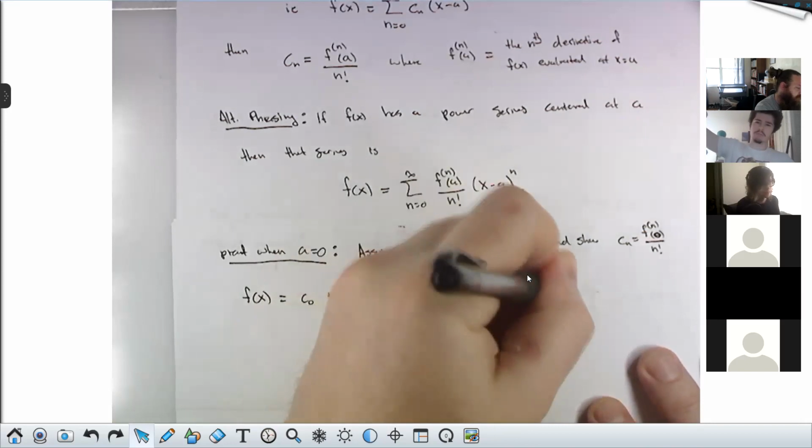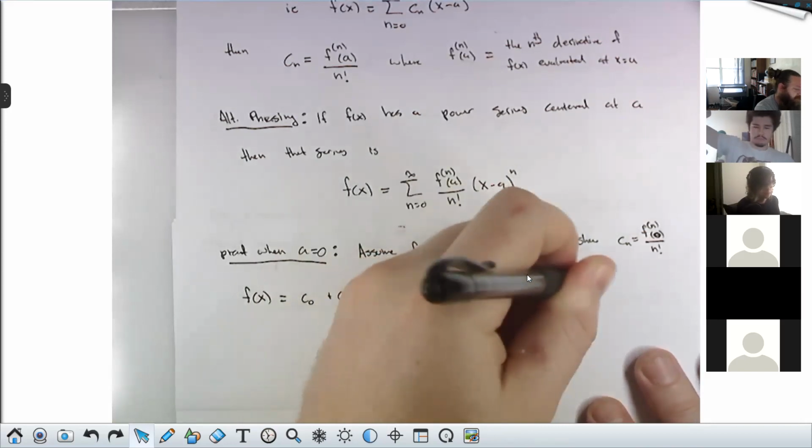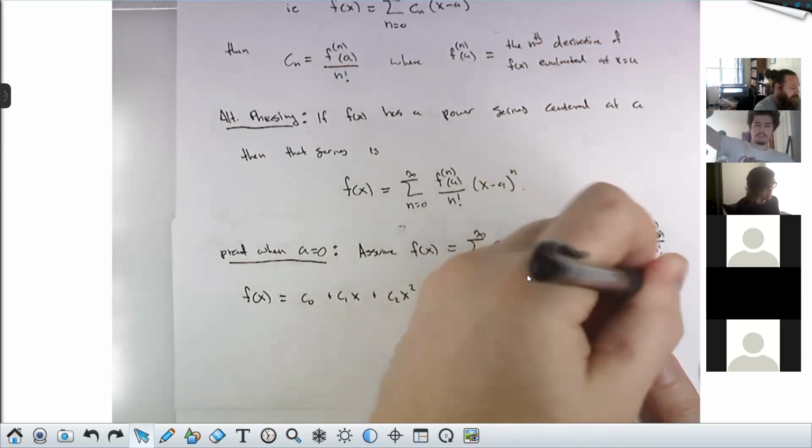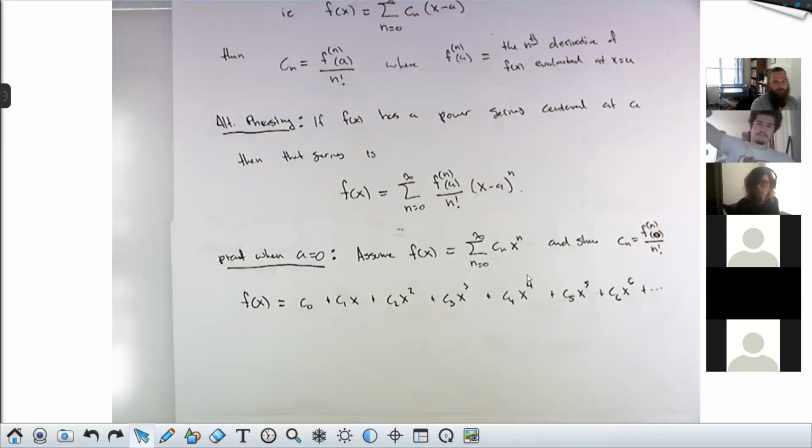C4 x to the 4 plus C5 x to the 5 plus C6 x to the 6. This should be enough for us to get a feel. And remember, these C's are just numbers. They're constants. They're the coefficients. So like for the natural log series, C0 was 0, C1 was 1, C2 was negative 1/2, C3 was positive 1/3, and so on.